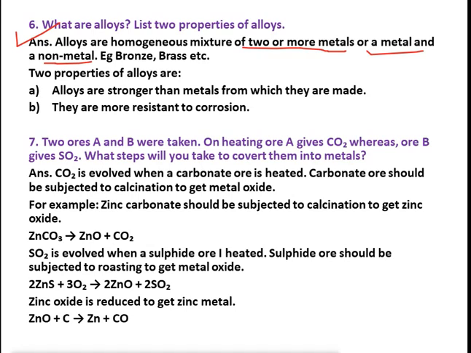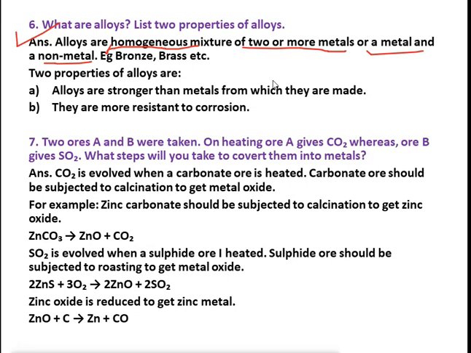Even if you combine 1 metal and 1 non-metal, suppose you are combining copper and any non-metal, then also an alloy will be formed. The word homogeneous is very important. Alloys are a homogeneous mixture. Homogeneous means the composition is uniform throughout.